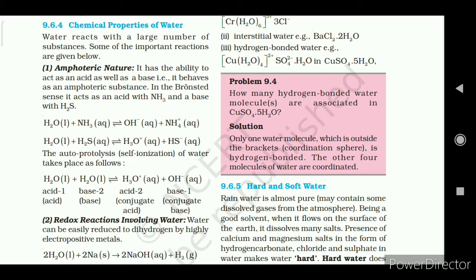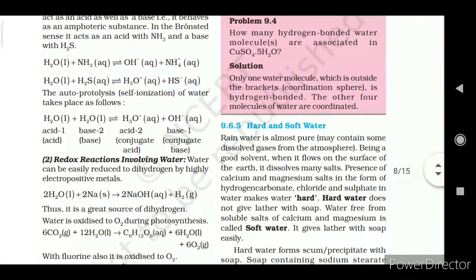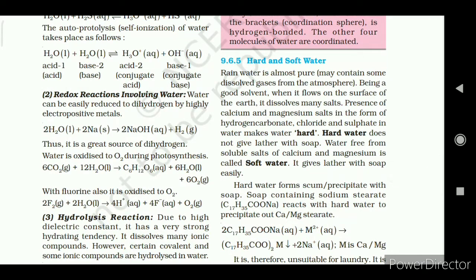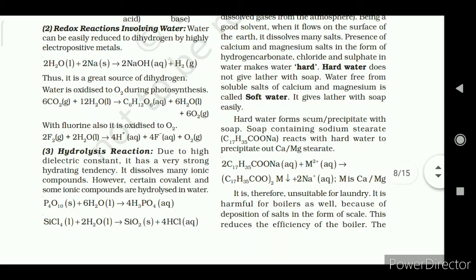Number 3. Hydrolysis reaction. Due to high dielectric constant, it has a very strong hydrating tendency. It dissolves many ionic compounds. However, certain covalent and some ionic compounds are hydrolyzed in water. Number 4. Hydrates formation. From aqueous solution, many salts can be crystallized as hydrated salts.